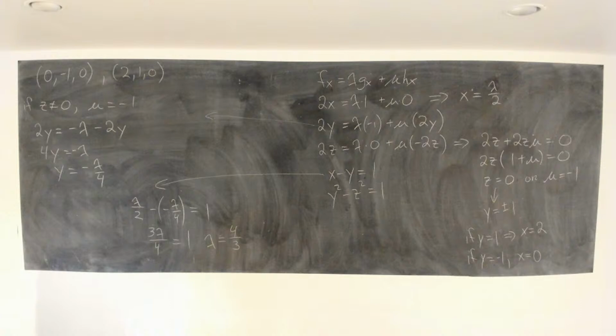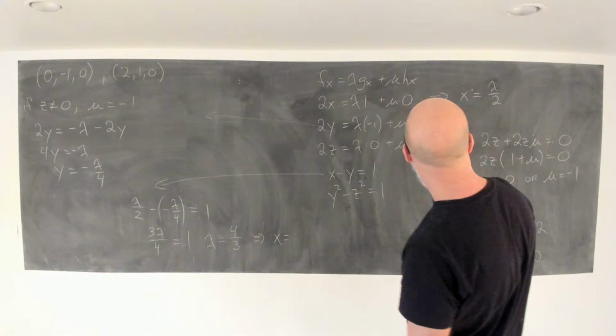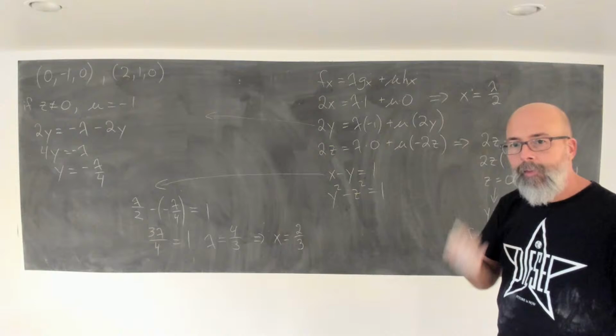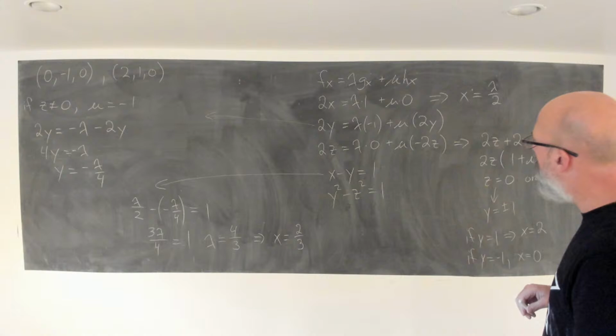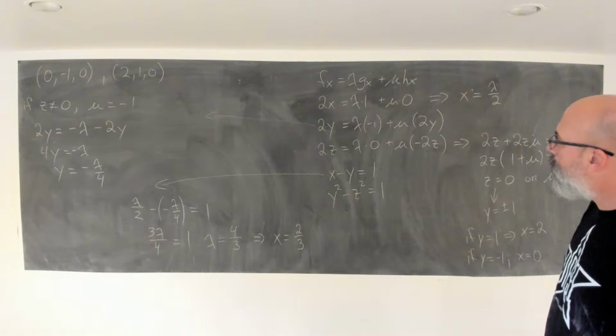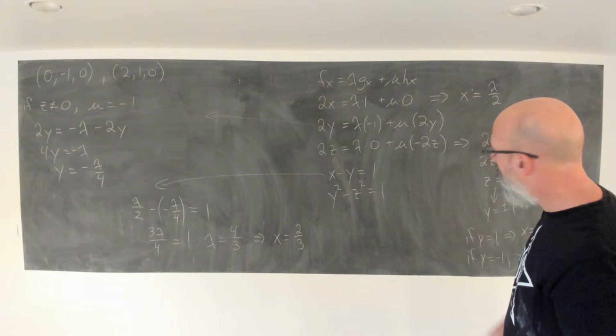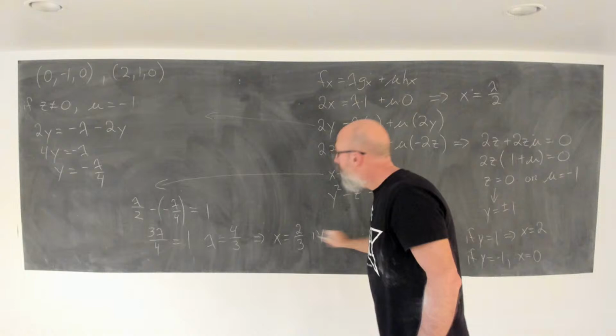Which means that x is half of that, 2 over 3. Where is this z equal to 1 business? Maybe z equal to 1. Are you using this one? Very good. That's fine. I mean, there isn't one absolute way to solve these. Whatever you want to do. Let's just finish that up quickly. X is equal to this. Y is equal to minus lambda over 4, so minus 1/3.